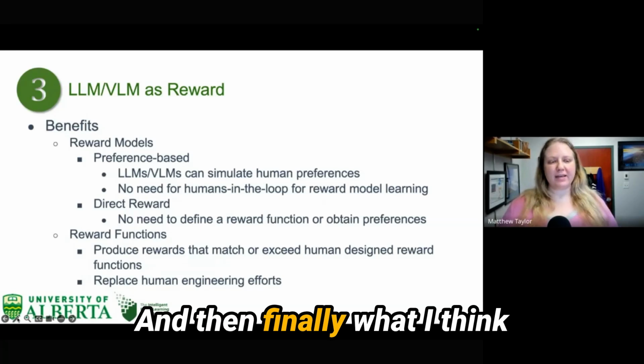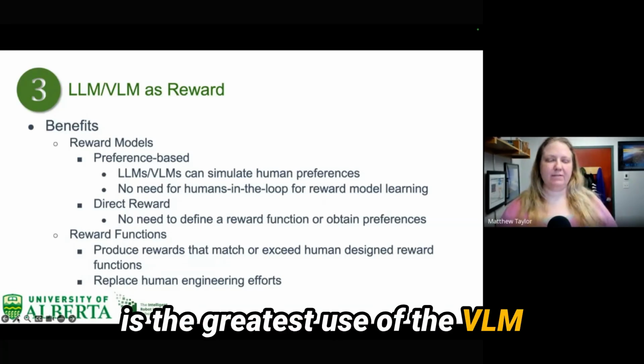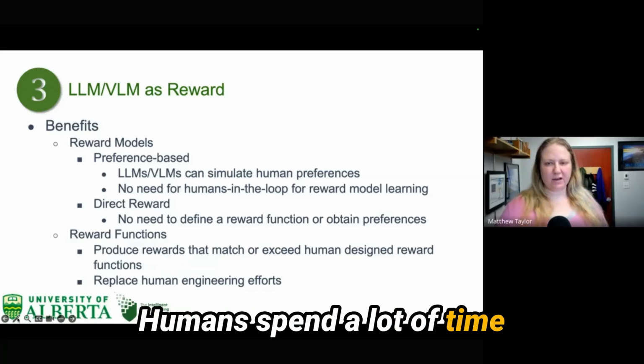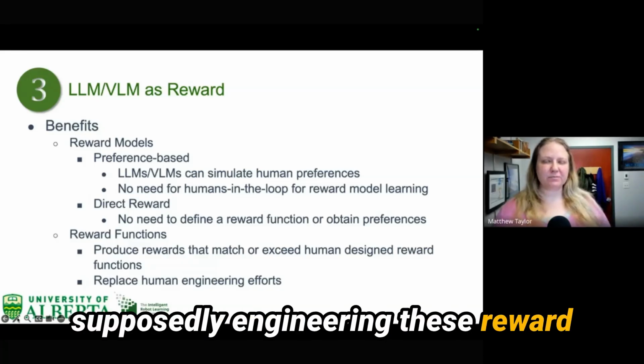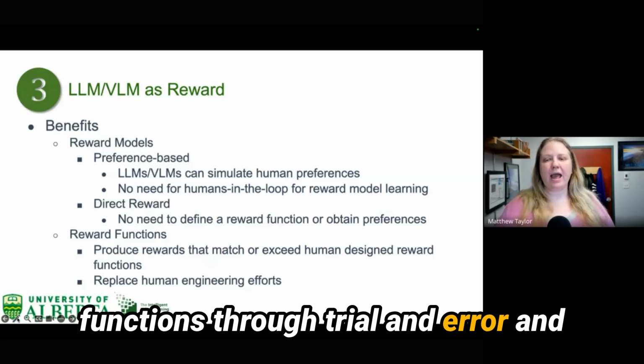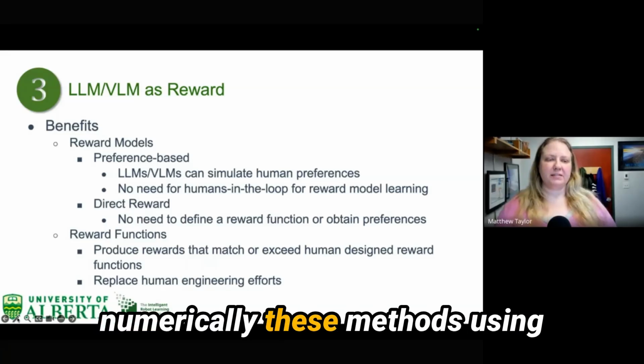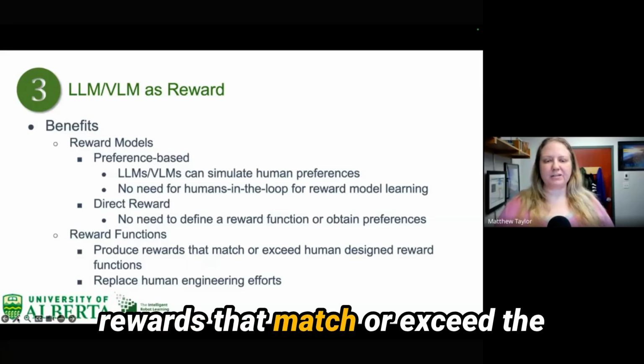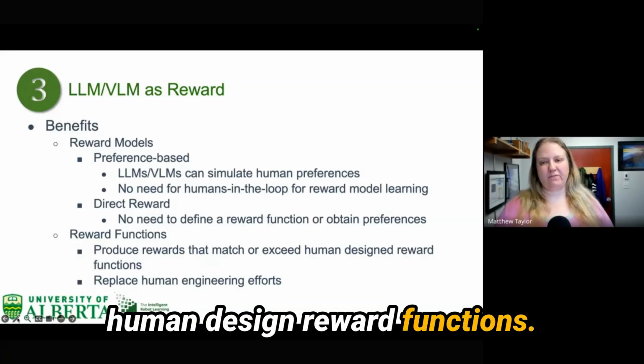And then finally, what I think is the greatest use of the VLM or LLM is reward functions. Humans spend a lot of time supposedly engineering these reward functions through trial and error. And numerically, these methods using LLMs and VLMs, they can produce rewards that match or exceed the human designed reward function.